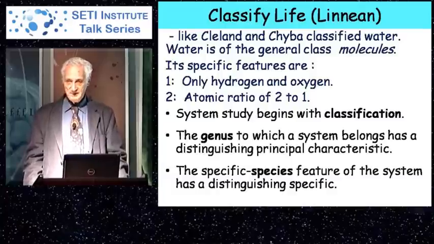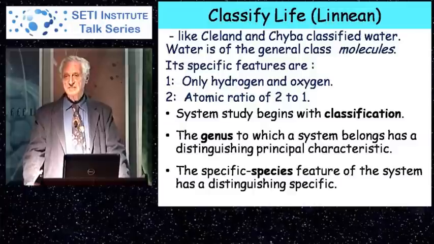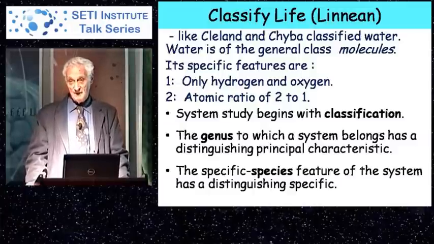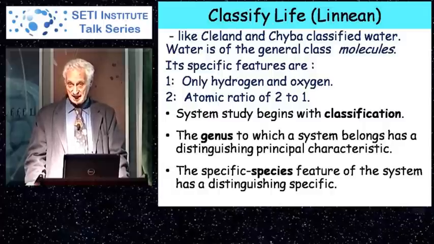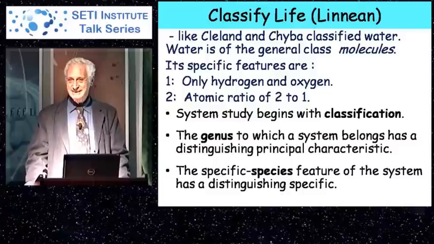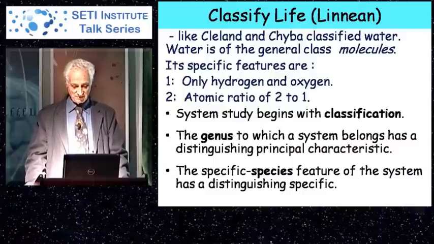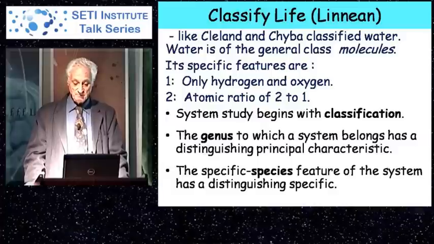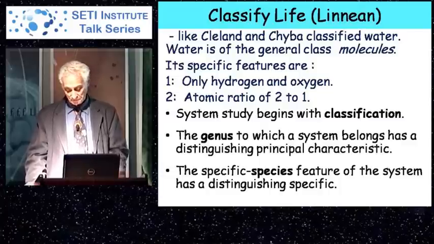And you notice that the classification has two parts. There's a generic form to which the thing has to belong. There are a variety of generic forms, and you try and narrow down your generic form. I'm not going to worry about that aspect here. And that generic is the genus of form. And then there's a specific form, the details of the form, so that the generic form was molecules, and then the specific or species forms were hydrogen-oxygen in 2:1 ratio.